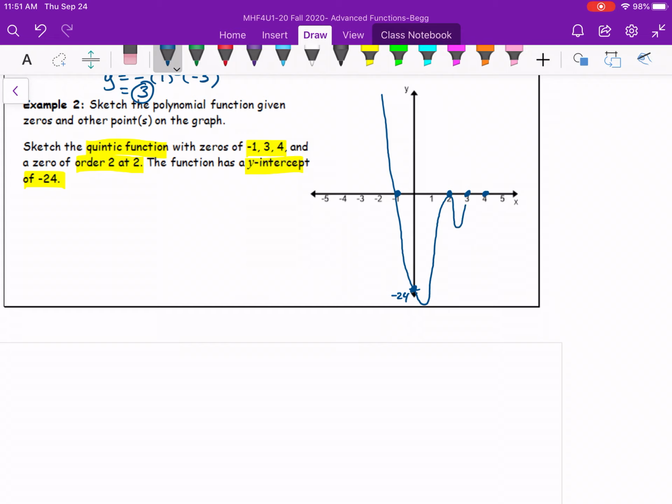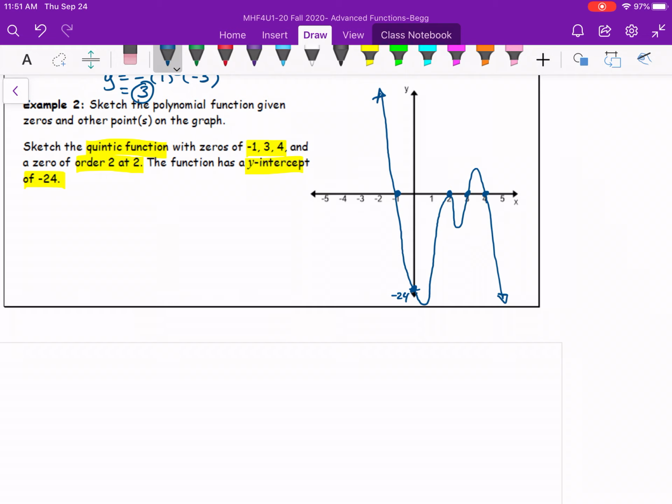I don't know how far. It's going to hit 3 again. This time it's going to pass through, and then it needs to turn around again and pass through this one. So that would get me a sketch that hits all the intercepts and also does the appropriate behavior at the intercepts, particularly at the x-intercept of 2.